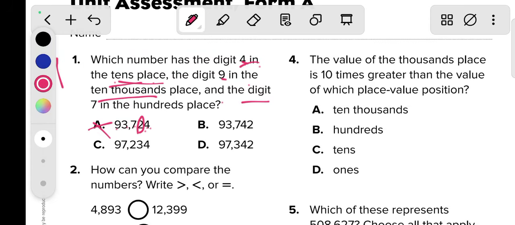Let's check letter B. 4 in tens place. Yes, the tens place here is 4. And 9 in the 10,000 place. Ones, tens, hundreds, thousand, 10,000. Yes, 9 is in the 10,000 place. And the digit 7 in hundreds place. Ones, tens, hundreds. Yes, 7 in hundreds place. So you have to choose letter B.